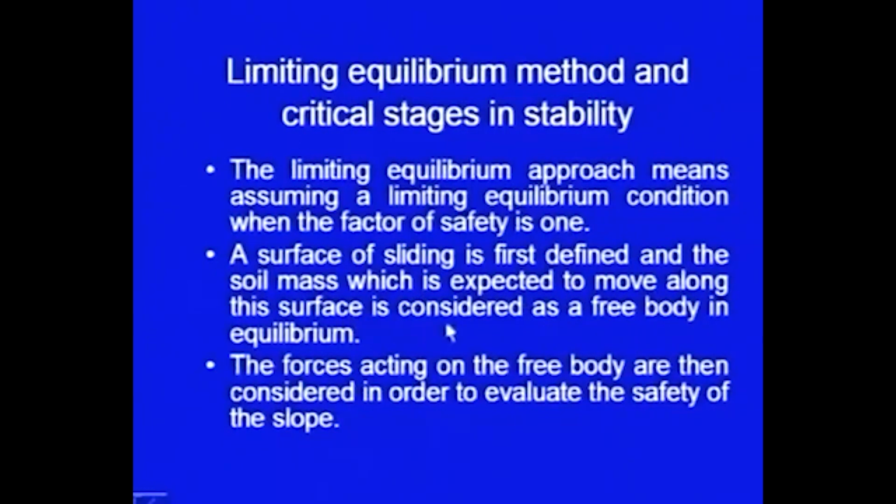along this surface is considered as a free body in equilibrium. So, here the first thing we do is consider a failure surface, whether it is a circular failure surface or a planar failure surface. We consider a failure surface, and the soil mass above that failure surface, the mass which is expected to move along this surface, is considered as a rigid body, as a free body, and we consider the equilibrium of that particular body.